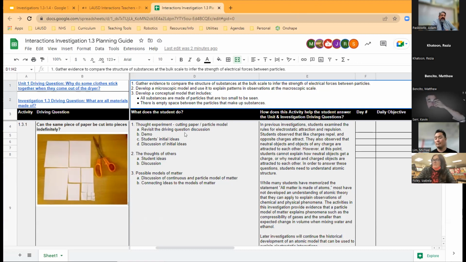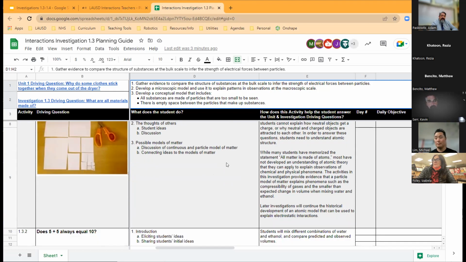So we have this big discussion about the continuous model and the particle model. We talk about the history of it, that Aristotle really believed in this continuous model of matter, and Democritus introduced the idea of the atom. And then we talk about which one is correct. And we look at a lot of images, there's a lot of models. And again, there's a lot of discussion in here. A lot of discourse.